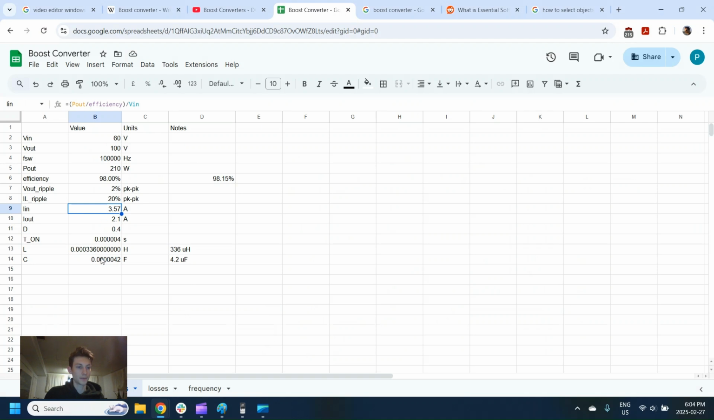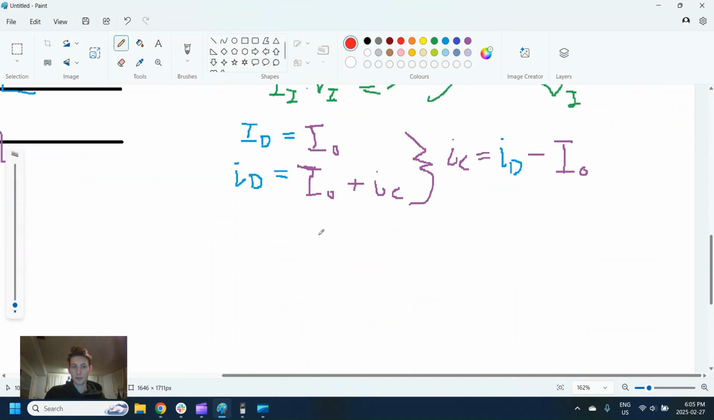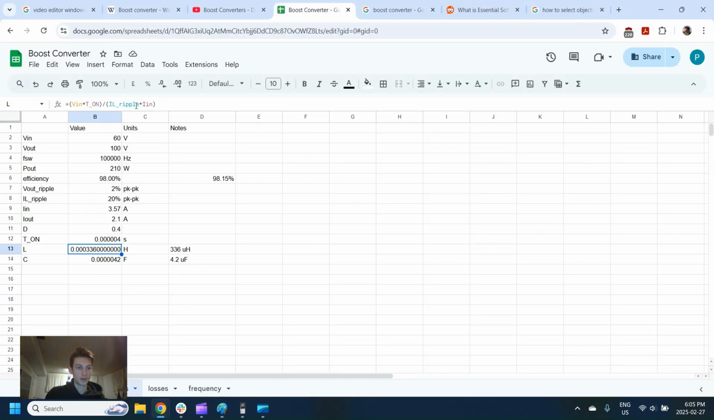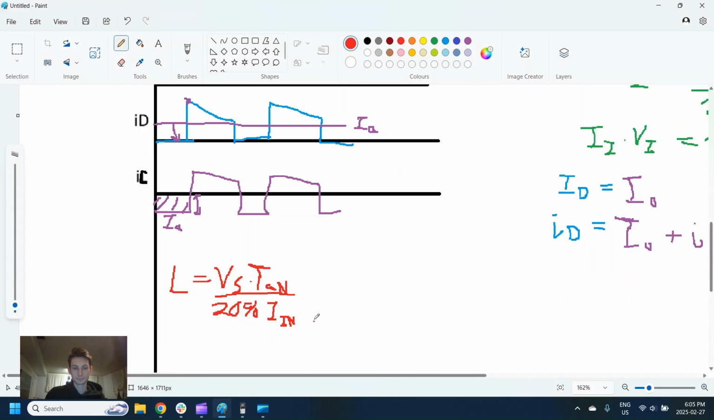So we have I in, and we can see here our D is actually calculated as well, 1 minus V in over V out. And our L here is V in times T on divided by IL ripple, which is that 20% times our I in, which is that 3.57. So I won't calculate it out here because I've done it in the Excel sheet, but you can see how that is derived here. Yeah, so then we'll get the capacitor next.